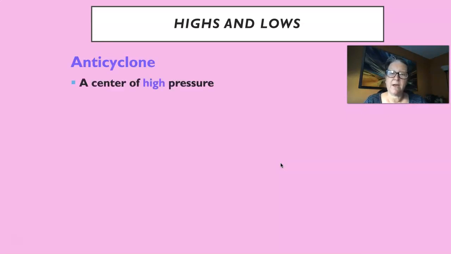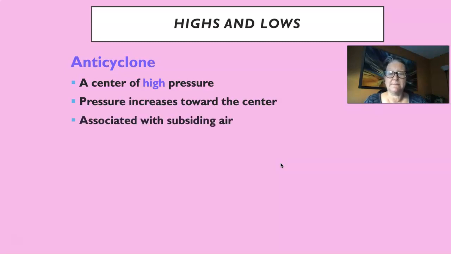The opposite of a cyclone is an anticyclone. Anticyclones are centers of high pressure, and the pressure increases towards the center where it is highest. This is associated with subsiding air, sinking air. So air that's sinking, pushing down on the surface, think of that as making high pressure on the surface.